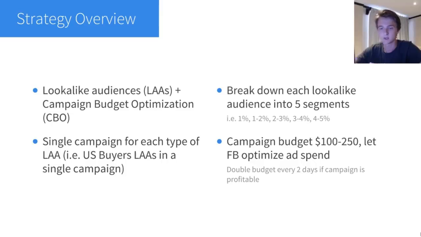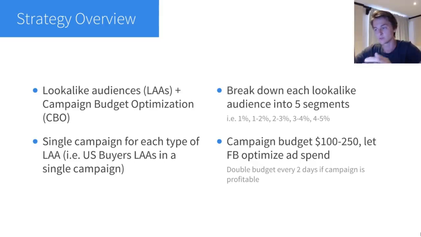Now, how you're going to want to set this up is you're going to want to have a single campaign for each LLA, each lookalike audience, and then each country an individual campaign as well. So for example, you'd want to have a single campaign for the buyer lookalikes for the US, and then you could do a single campaign for the buyer lookalikes for the UK, whatever, for your main countries, and you want to segment it by country and type of lookalike.